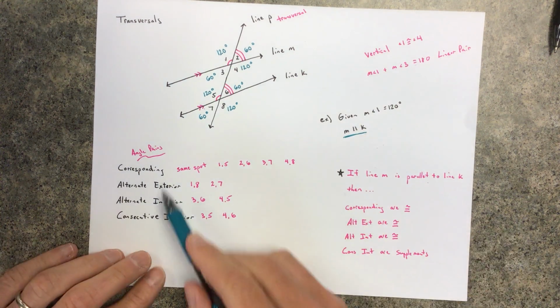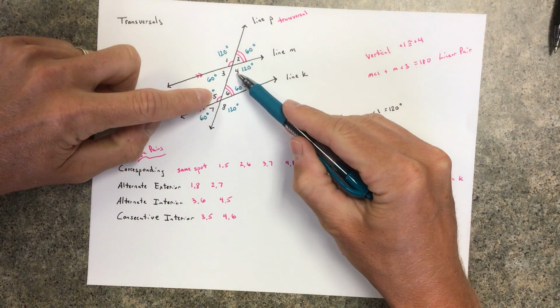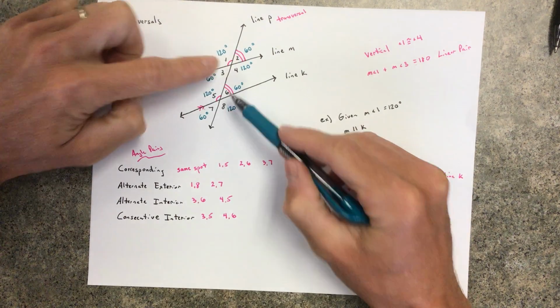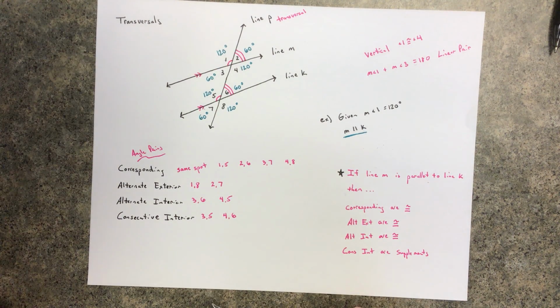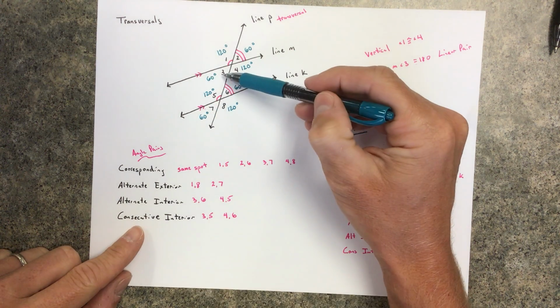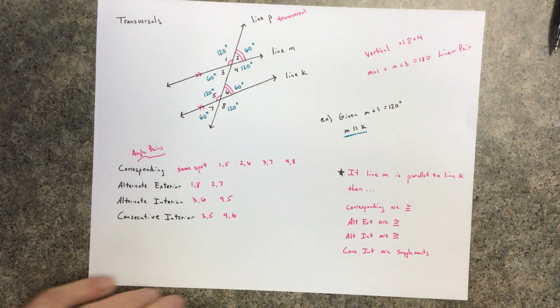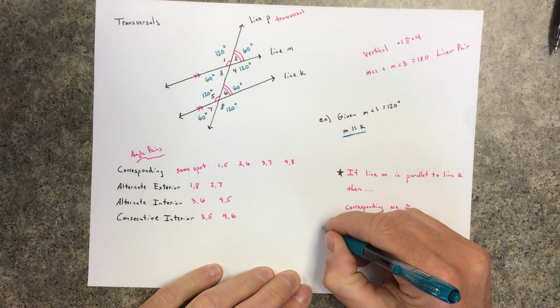And hopefully you can see all of these things are true, including alternate interiors. 4 and 5 have to be the same. 3 and 6 have to be the same. When I say the same, I mean congruent, the same measure. And then consecutive interiors, check that out. 3 plus 5 equals 180. 4 plus 6 equals 180. And so we have all 4 of our facts.